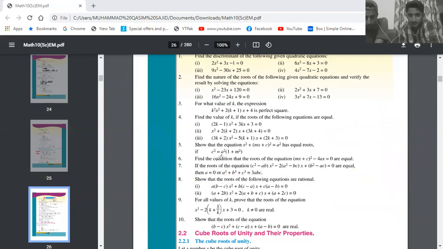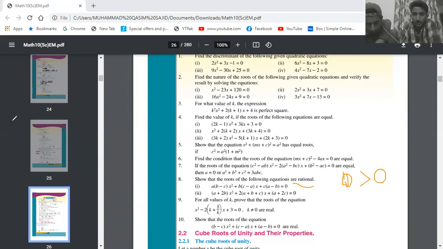Now the last one, question number 8. Show that the roots of the following equations are rational. For rational, you first have to know what rational means. Rational means the discriminant value must be greater than 0, that is, b square minus 4ac is greater than 0. So how to do it?